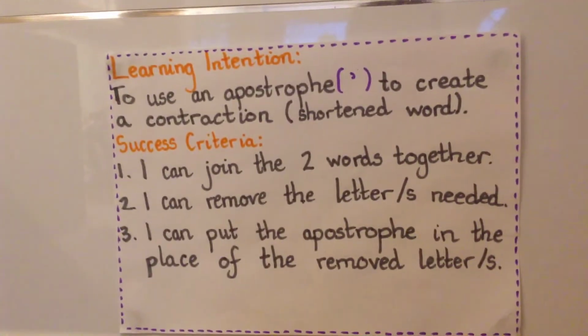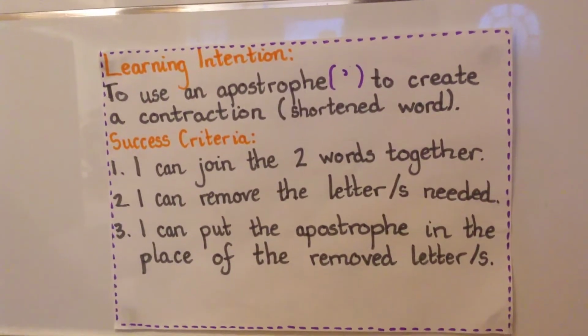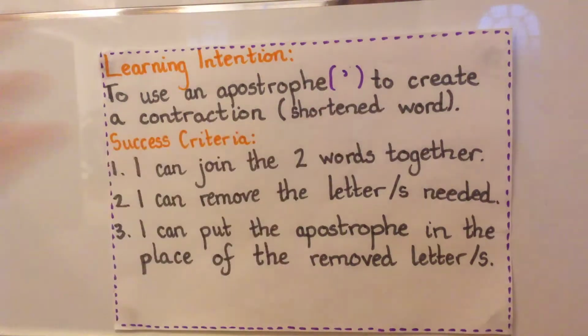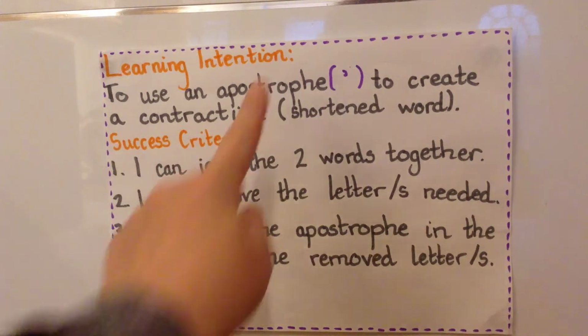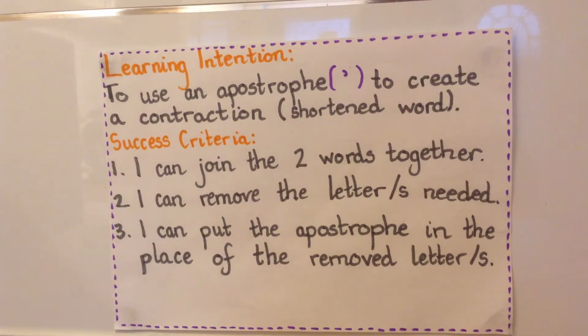So our learning intention is to use an apostrophe to create a contraction, which is also known as a shortened word. And here in purple, I've shown you what an apostrophe looks like. It looks a bit like a comma, but up higher.